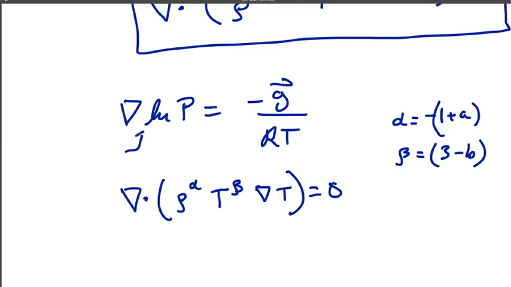The log P here can be turned, of course, into a grad log T plus grad log rho for an ideal gas, letting us solve the coupled system of equations.